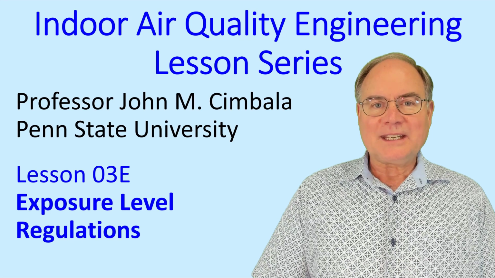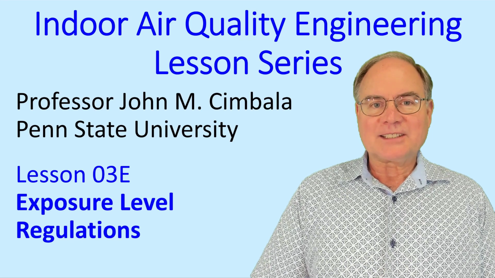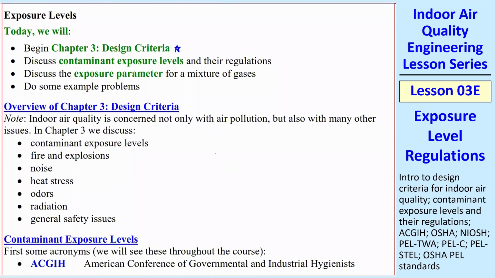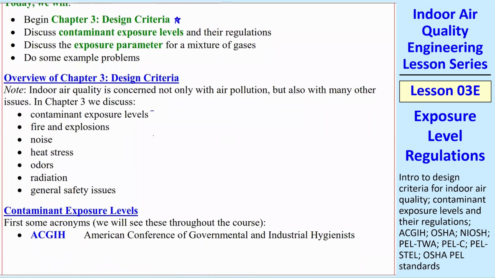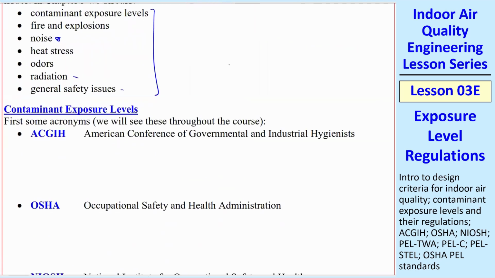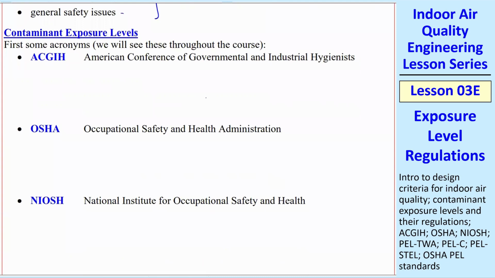Welcome to Lesson 3E, Exposure Level Regulations. If you're following along in the book, we're into Chapter 3 now. We're going to discuss all these things: contaminant exposure level, fire and explosion, noise, heat stress, odors. There's other things besides air pollution that we'll talk about for indoor air quality. Let's look at contaminant exposure levels first.